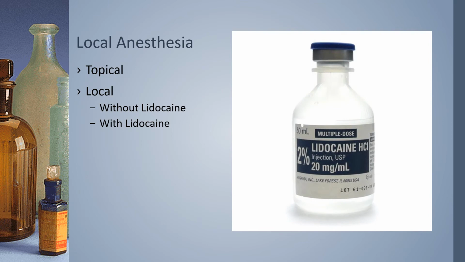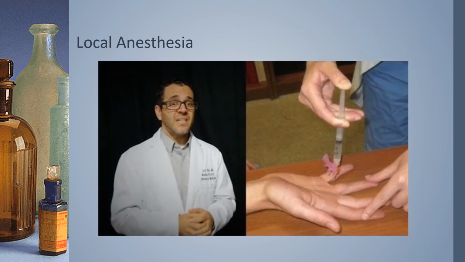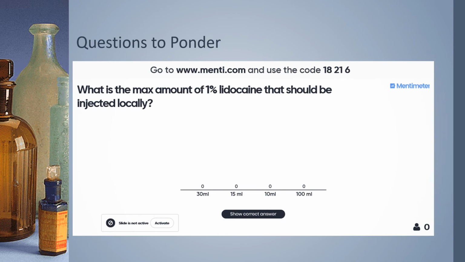Moving into local anesthesia, we have a couple types that we can use. One is topical, and then we have our local, with lidocaine and without lidocaine. Our next slide will have a great video that will review the options. Again, answer the question. The right answer will be noted. If you have any questions, review the video.